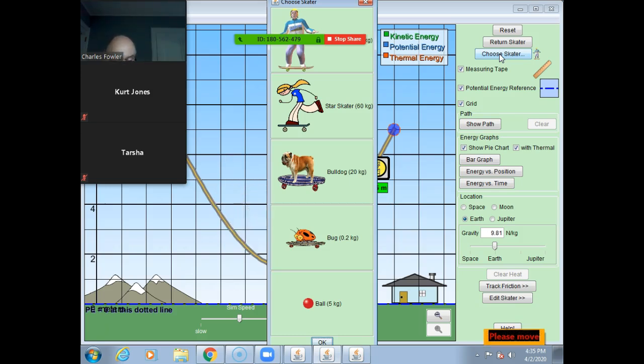So you go through that whole exercise again, and as soon as you get that one finished, go back to the top and choose another skater. Choose one different from the other two. And when you get that one chosen, record his mass before you leave the screen. And then you go through the same exercise again.